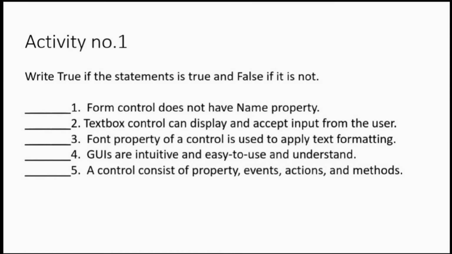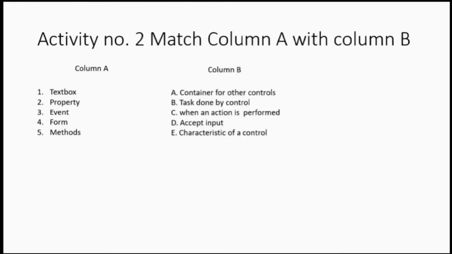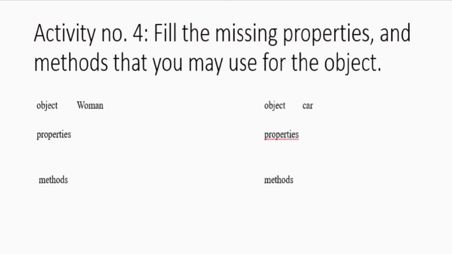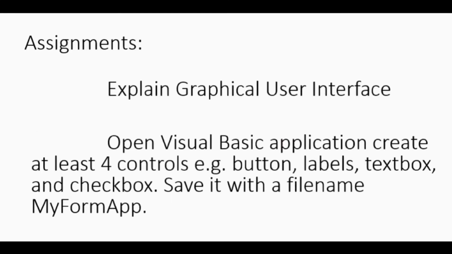Very well said. For activity number 1, number your paper 1 to 5, read the statement carefully and then write true or false. For activity number 2, you have to match column A with column B. Write your answer before the number. For activity number 3, you have to fill in the missing parts of a form. For activity number 4, you have to supply the missing properties and methods that you may use for the given sample object. And for your assignment, you have to explain or define the graphical user interface.